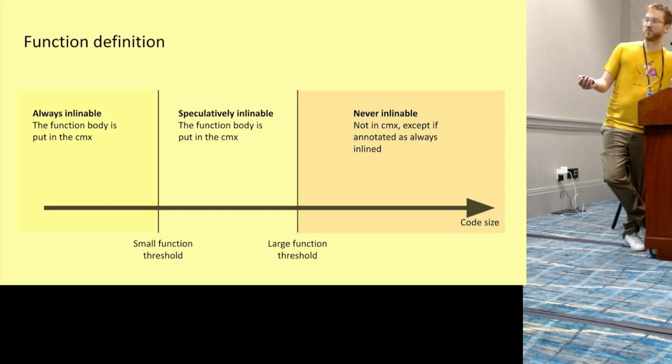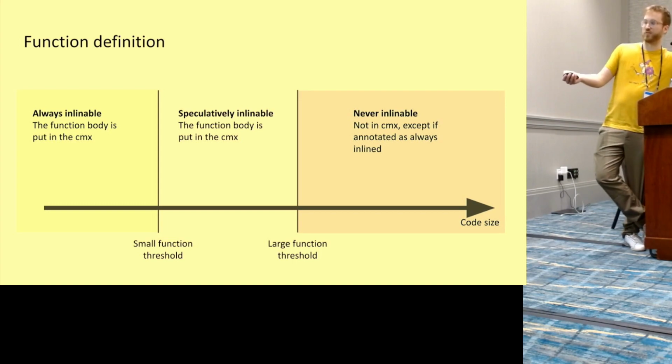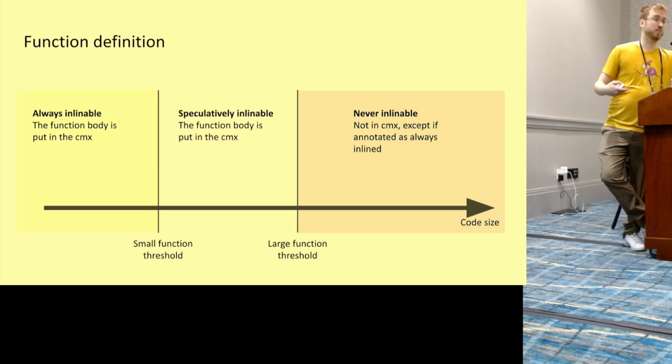If the function body is very large, over a given threshold, we say it's large, and it's never to be inlined. In that case, we don't put any information about it in the CMX file. If it's in the middle, we still put information about it in the CMX file, meaning that it will be available for inlining. And in that case, we say that it's speculatively inlineable, and we'll later on take the decision to inline it or not.